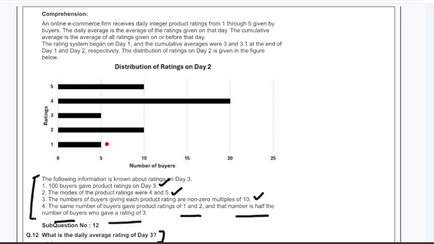So if I talk about rating 1, let's say X people have given rating 1 on day 3, and X people have given a rating 2, then 2X have given a rating of 3, and Y people give rating 4 and 5, and we know this is a modal class for day 3. That means Y has to be greater than 2X.